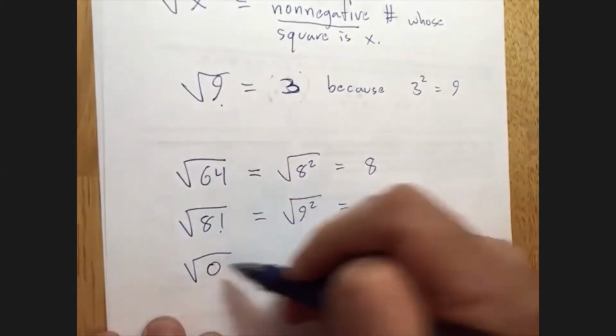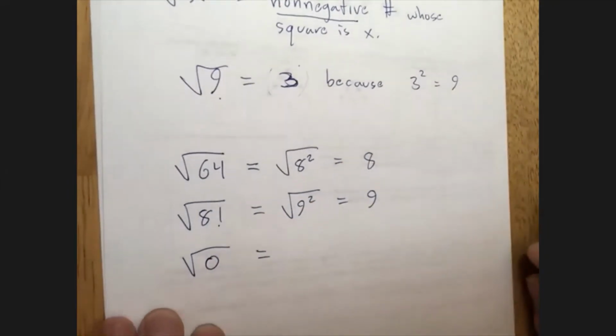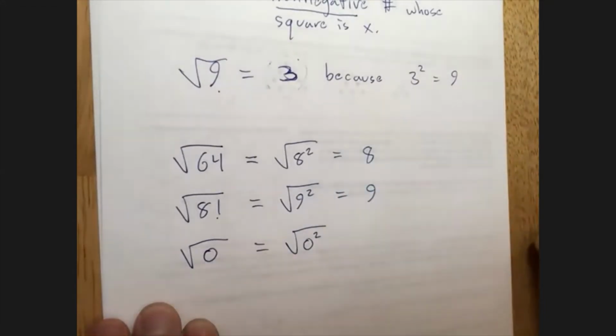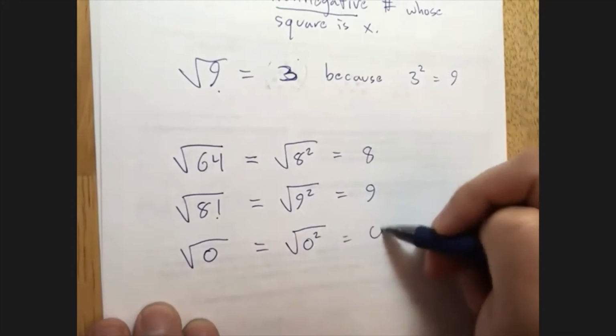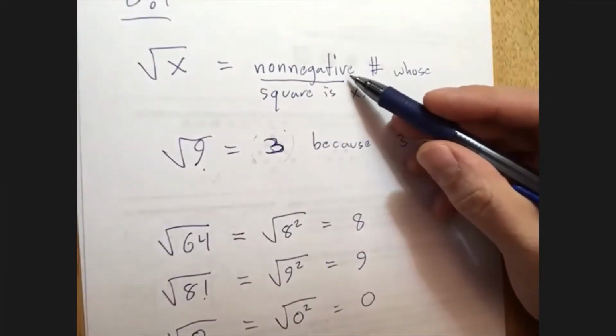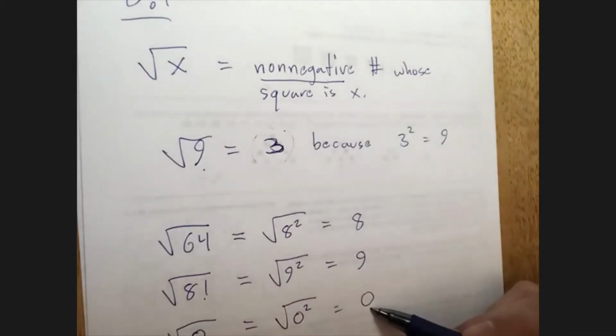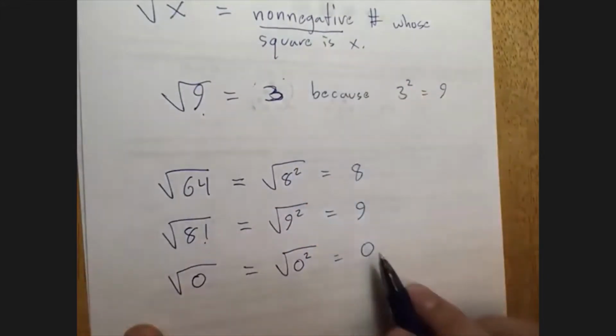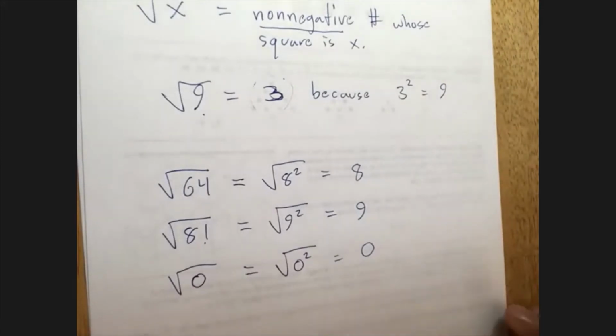And if I do 0, I just have to think about what number that I square to get 0. Well, 0 is 0 squared. So this is 0. And that's why we say non-negative instead of positive. Because if I said positive, then this wouldn't be allowed, because 0 is not a positive number, but it is a non-negative number. It's not negative, so it's non-negative. That's why we say non-negative instead of positive here, to allow 0 to be a square root.